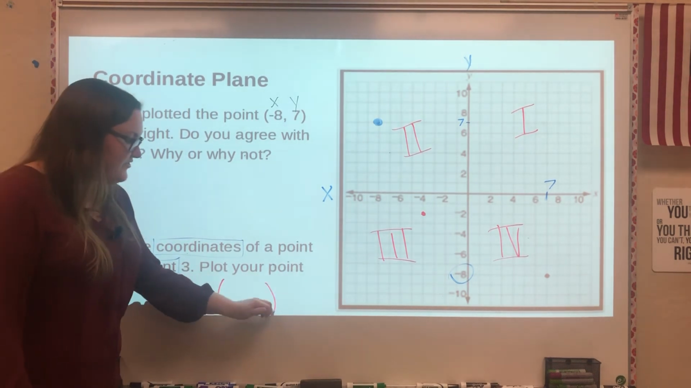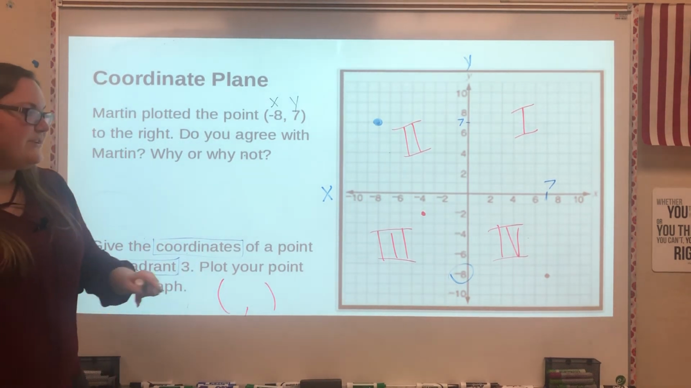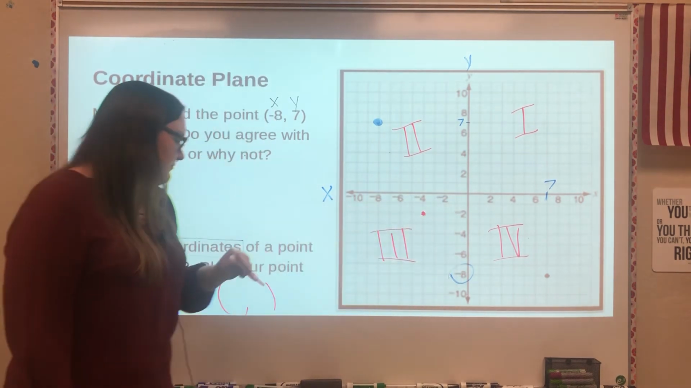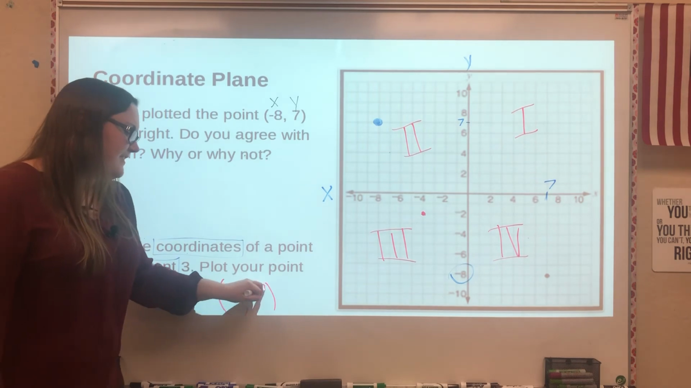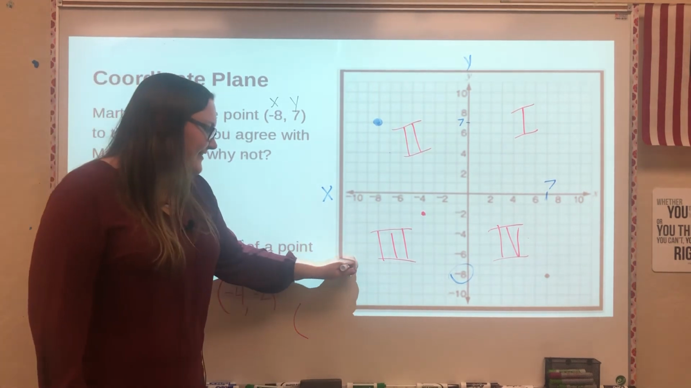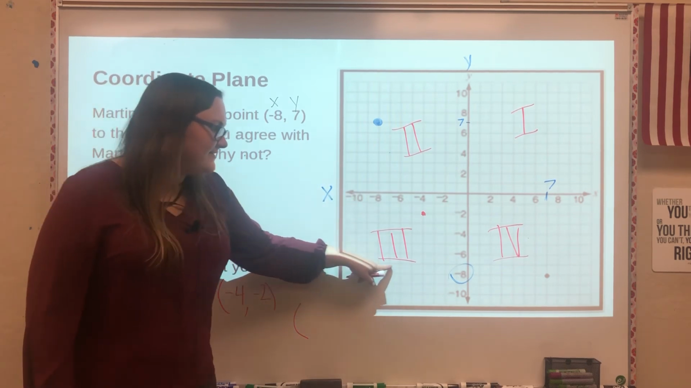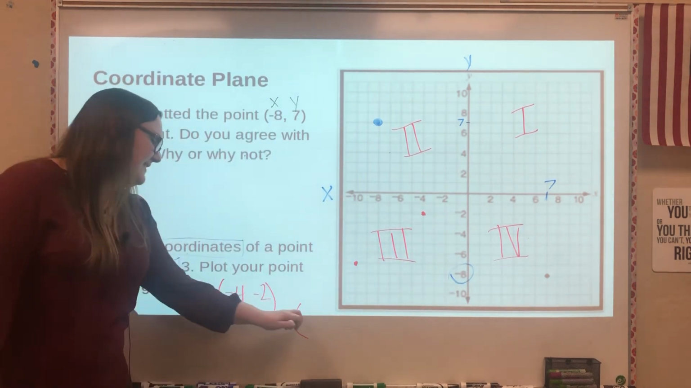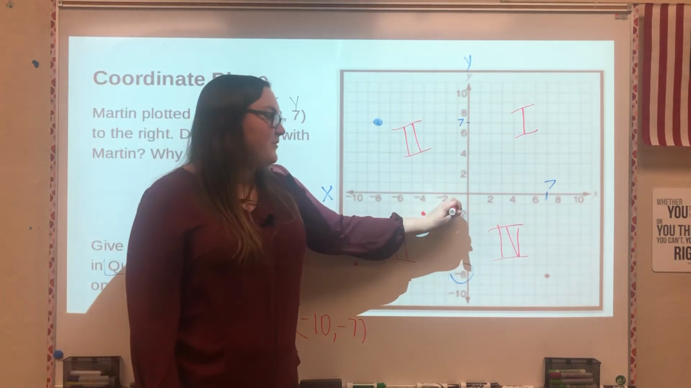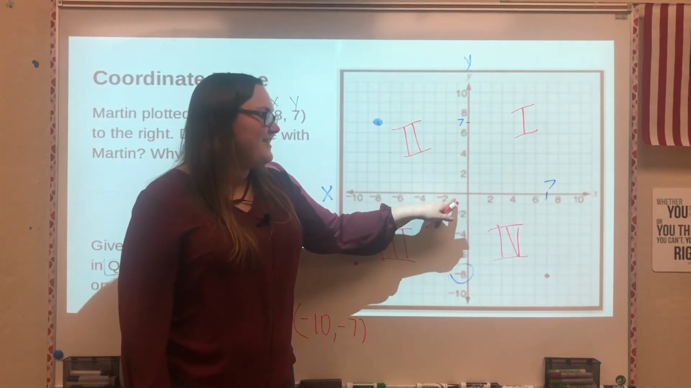Remember I said your answer should be a pair of numbers. The coordinates of that would be -4, -2. Another one could be over here. That would be -10, -7. Another one, maybe this one right here. That's -1, -1.